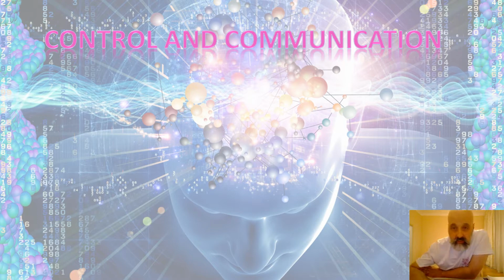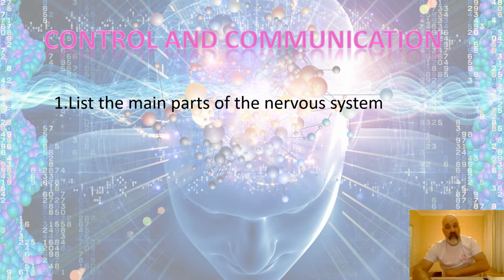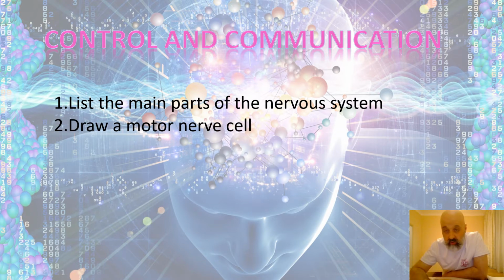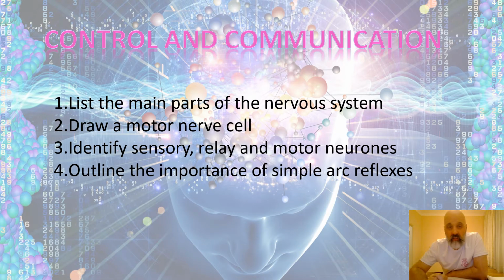Our learning objectives for today are as follows. 1. List the main parts of the nervous system. 2. Draw a motor nerve cell. 3. Identify sensory, relay and motor neurons. And finally 4. Outline the importance of simple reflex arc.